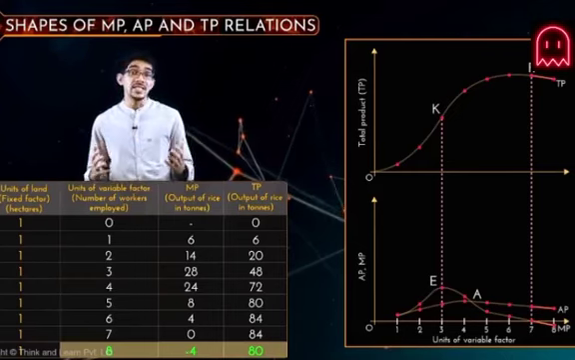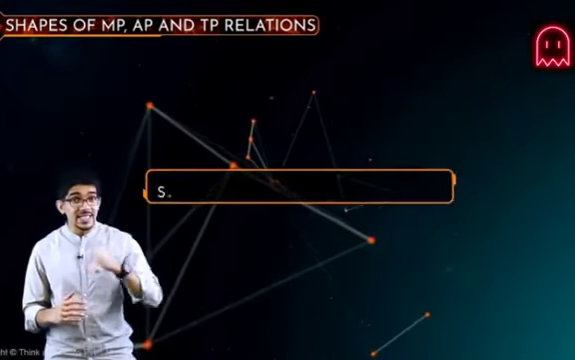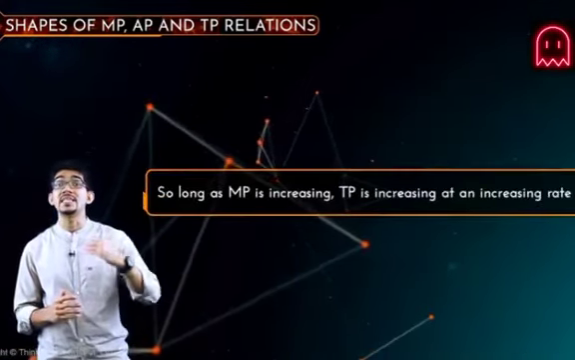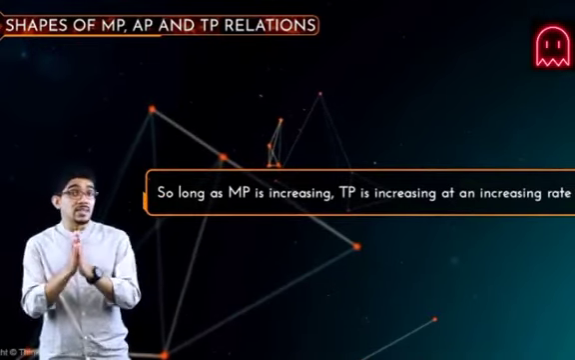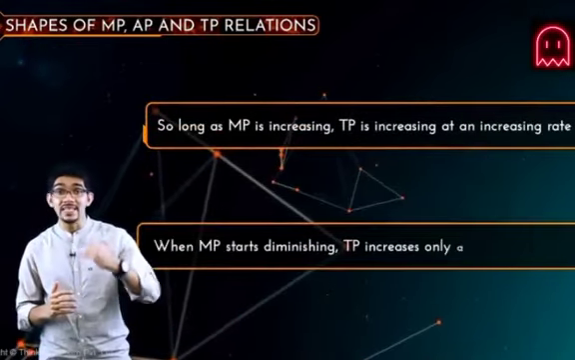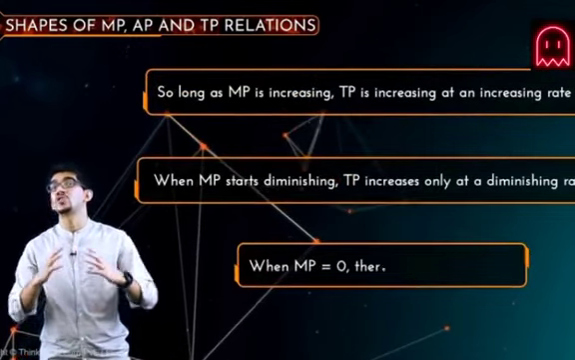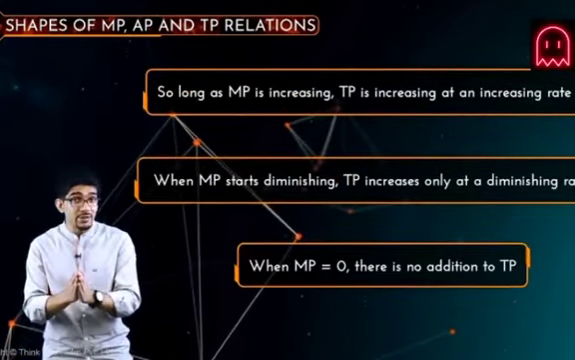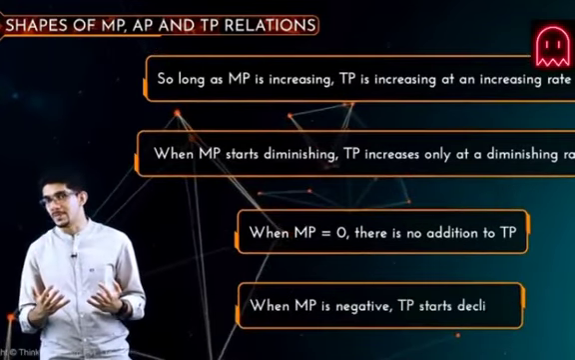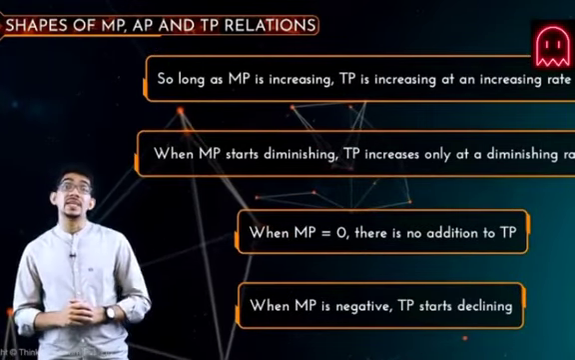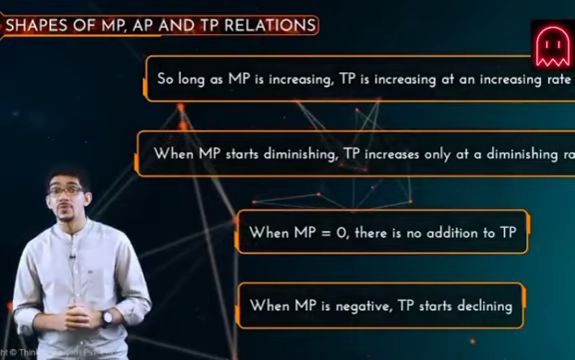MP, as you can see, is the rate of TP. Increasing MP implies that TP is increasing at an increasing rate. Diminishing MP implies that TP is increasing at a diminishing rate. 0 MP implies that TP has stopped increasing. Negative MP implies reduction in TP. Now, geometrically, MP and TP show the following relationships. 1.